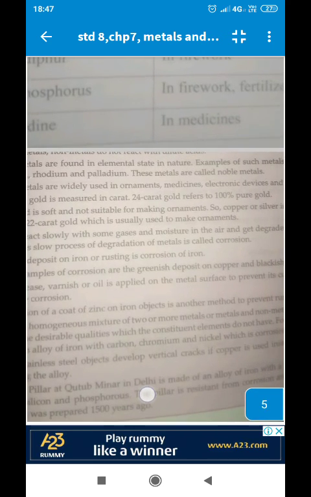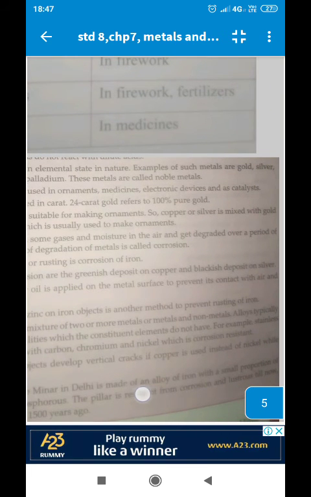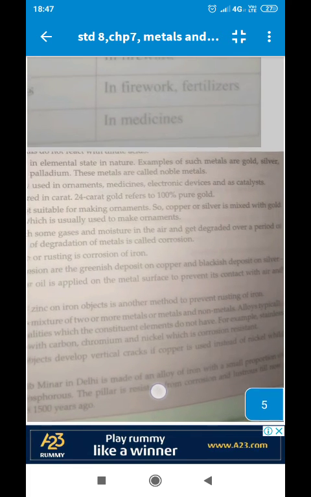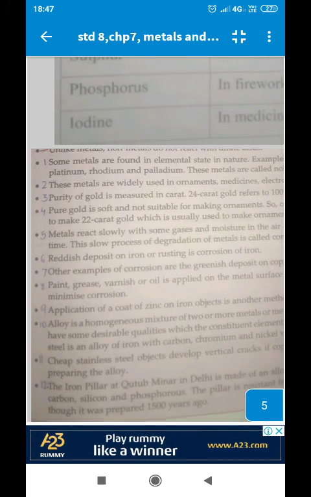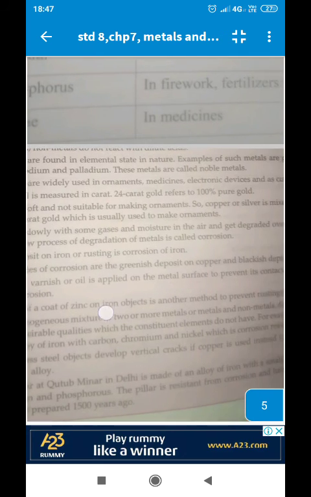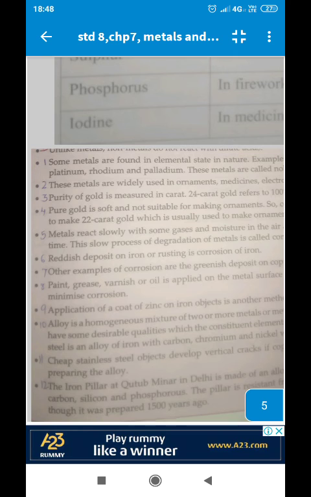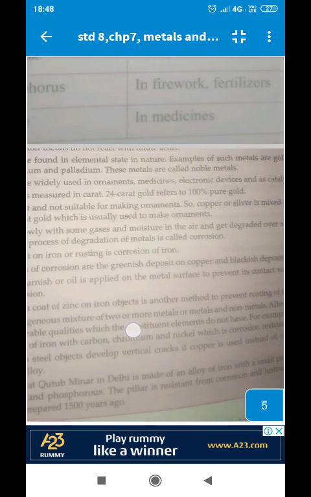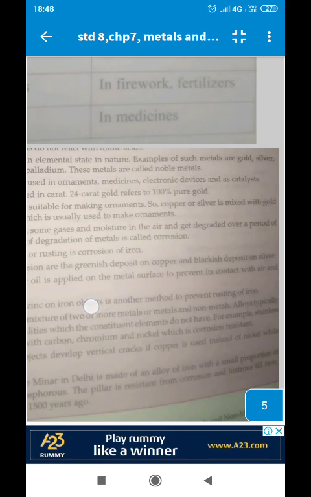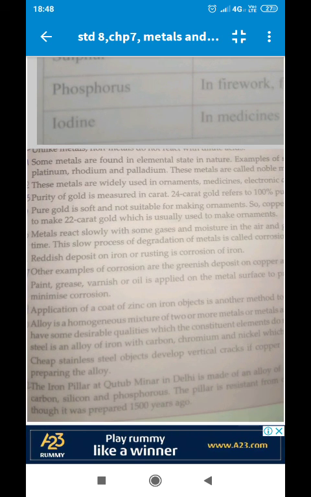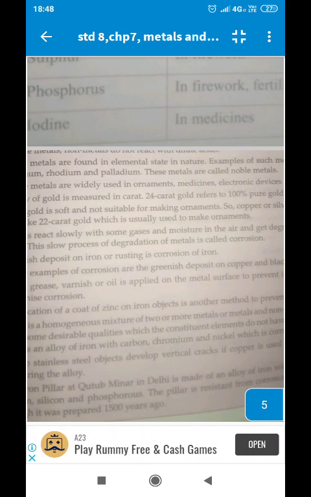Cheap stainless steel objects develop vertical cracks if copper is used instead of nickel while preparing the alloy. The iron pillar of Qutub Minar in Delhi is made up of an alloy of iron with small proportions of carbon, silicon, and phosphorus. The pillar is resistant to corrosion and lustrous till now, though it was prepared 1500 years ago. So, if it is an alloy, it is long lasting.